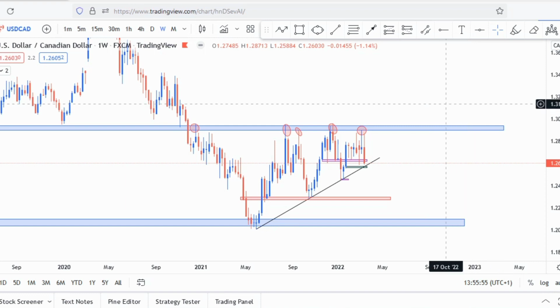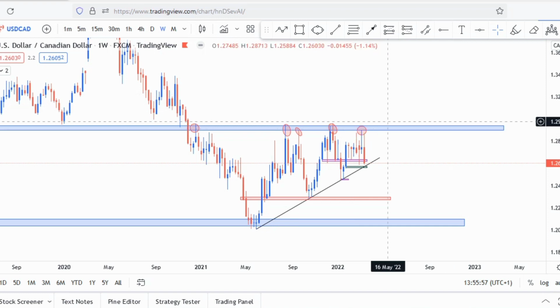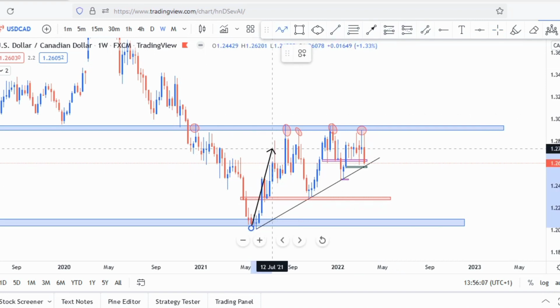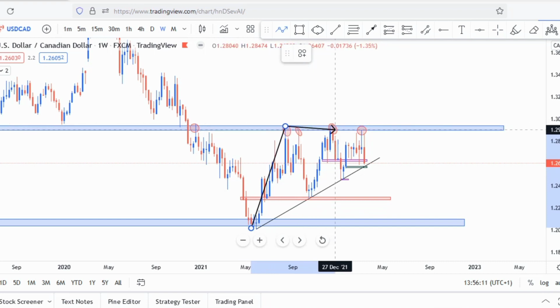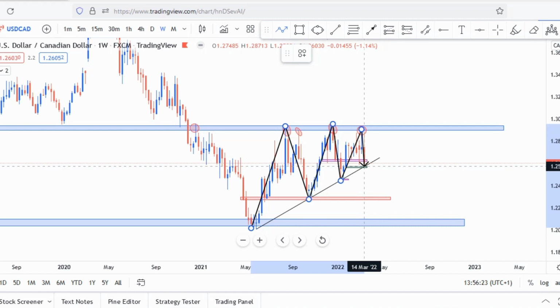So starting off with USD CAD, we can see that again price got to this resistance area here, and price has rejected off it strongly, and now is heading back down towards the trend line. You can see different reactions, different rejections of that area. Price came down to the trend line, rejected off it again, back down to the trend line, rejected off it again, to this resistance level, rejected off it again, and now price is heading back down to the trend line.